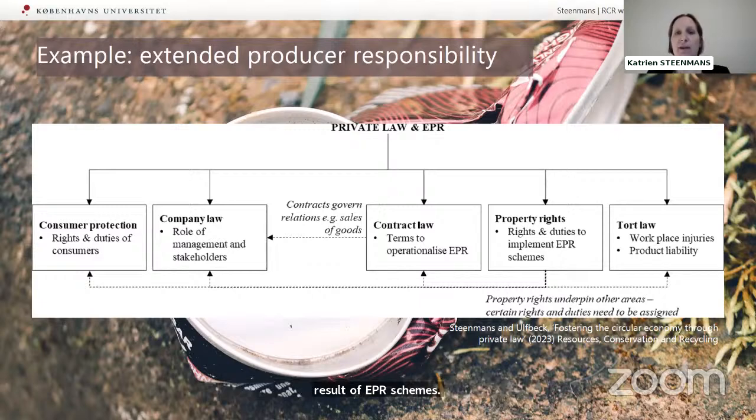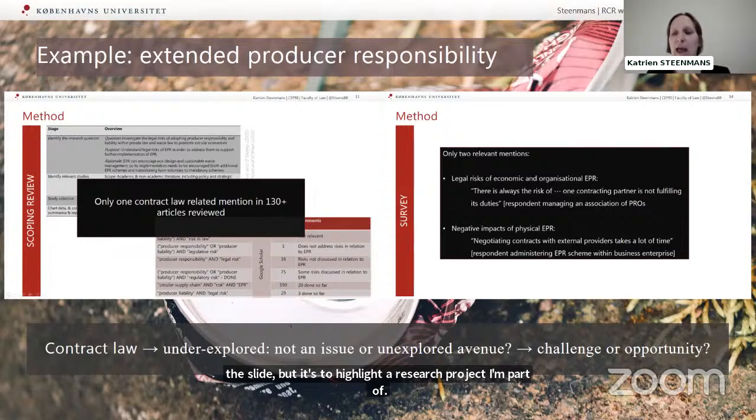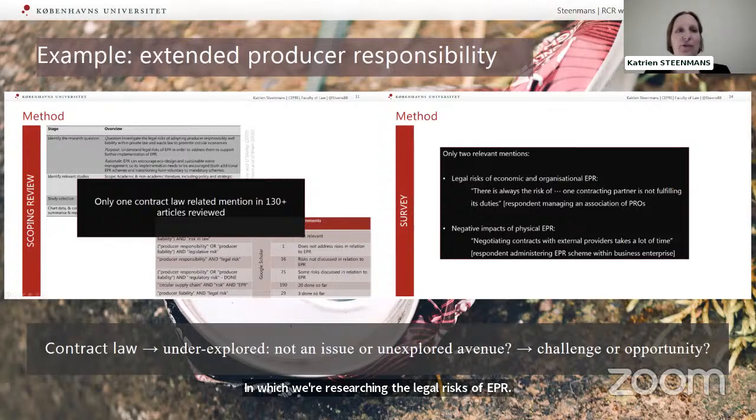So hopefully that's clarified that private law does have a role to play in EPR schemes. It is just not yet reflected in the understanding, or at least the explicit understanding, of EPR schemes, as is reflected in the literature and in surveys I've undertaken with stakeholders. This is to highlight a research project I'm part of, in which we're researching the legal risks of EPR. I'm happy to discuss the results in more detail in the Q&A session or be emailed about it afterwards.